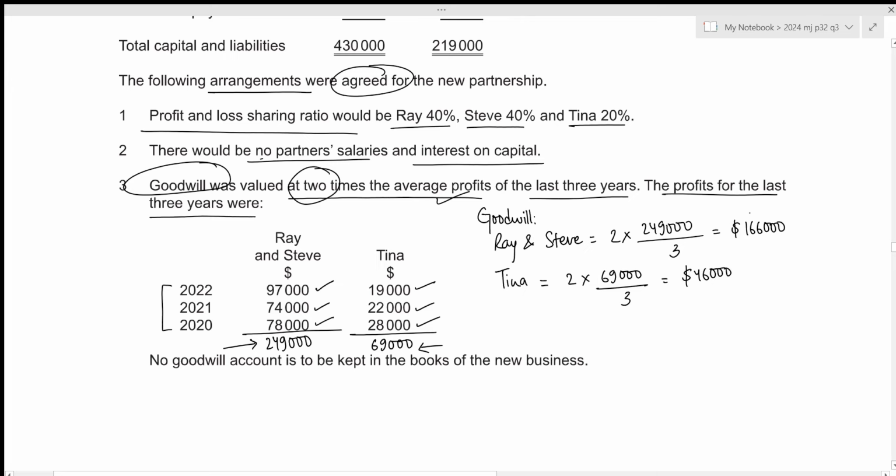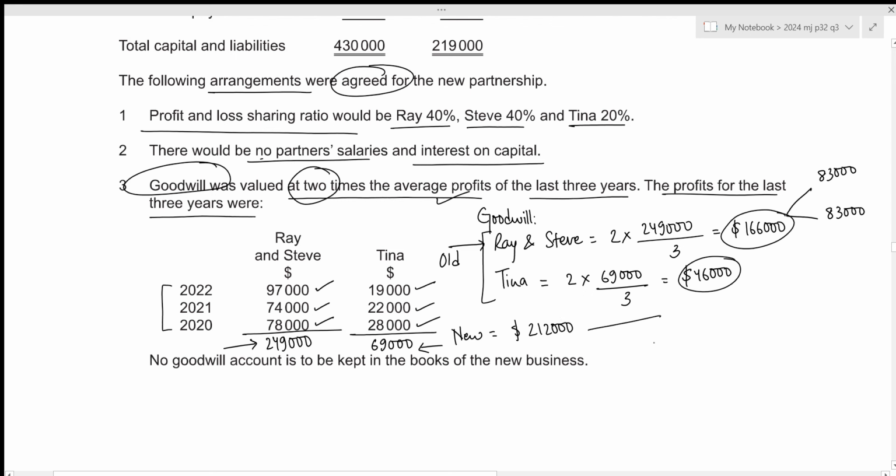Another thing we know is that the previous profit sharing ratio for Ray and Steve's partnership was on an equal basis. So this goodwill will be divided among the 2 partners equally. So that will be 166,000 divided by 2, which results in 83,000 each for both Ray as well as Steve. And this will be the old goodwill. Now the total new goodwill will be the sum of 166,000 and 46,000, which results in the value of 212,000. And this new goodwill will be divided among 3 partners, Ray, Steve, and Tina, based on their new profit sharing ratio.